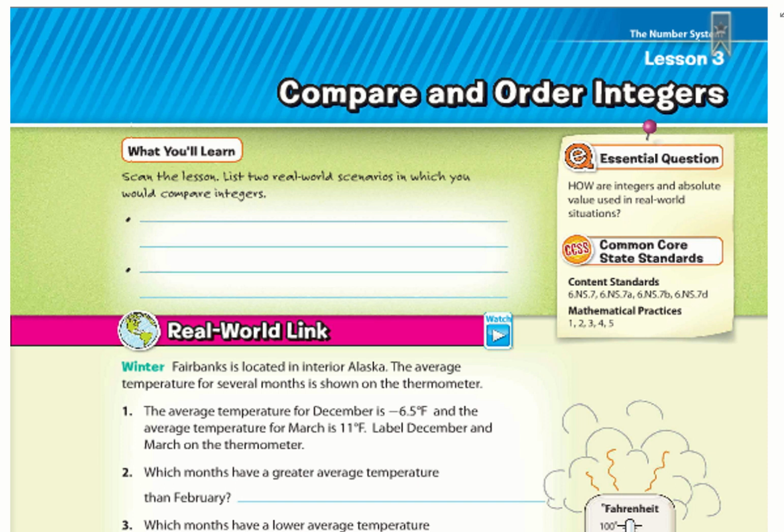Hello everyone, welcome to Chapter 5, Lesson 3: compare and order integers. So some things we can do is real-life scenarios, compare sea level, or you can compare golf scores.